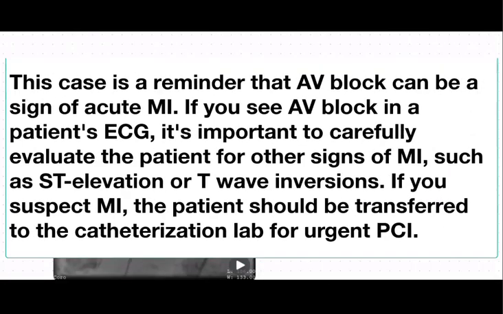In summary, this case is a reminder that AV block can be a sign of acute myocardial infarction. If you see AV block in a patient's ECG, it's important to carefully evaluate the patient for other signs of MI, such as ST elevation or T-wave inversion. If you suspect MI, the patient should be transferred to the catheterization lab for urgent revascularization.